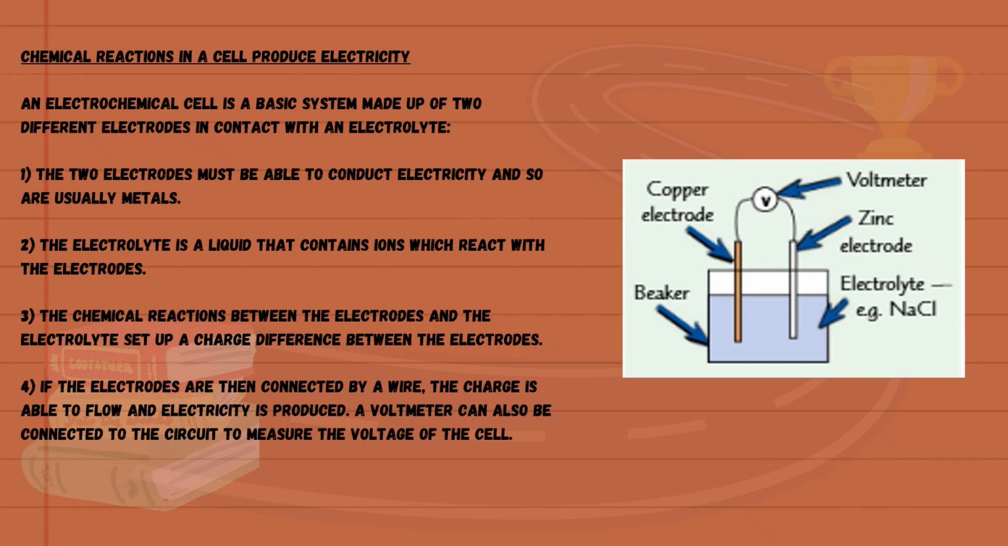These two electrodes must be able to conduct electricity and so are usually metals. The electrolyte is a liquid that contains ions which react with the electrodes. The chemical reactions between the electrodes and the electrolyte set up a charge difference between the electrodes. If the electrodes are then connected by a wire, the charge is able to flow, and electricity is therefore produced.